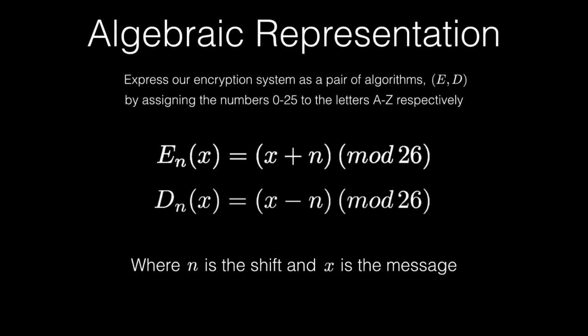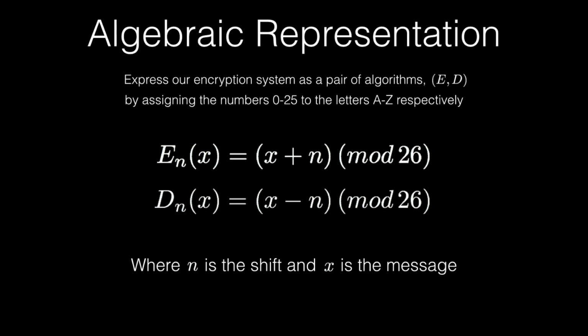Now we can represent this encryption system algebraically as a pair of algorithms E and D, which will stand for encryption and decryption. And we have to introduce a little bit of notation here. What we're going to do is assign the numbers 0 to 25 to the letters A to Z respectively. So we're almost encoding the letters A to Z with numbers 0 to 25. And the reason we're going to do that is because then when we try to encrypt a message, we'll do it mathematically using these 2 equations.